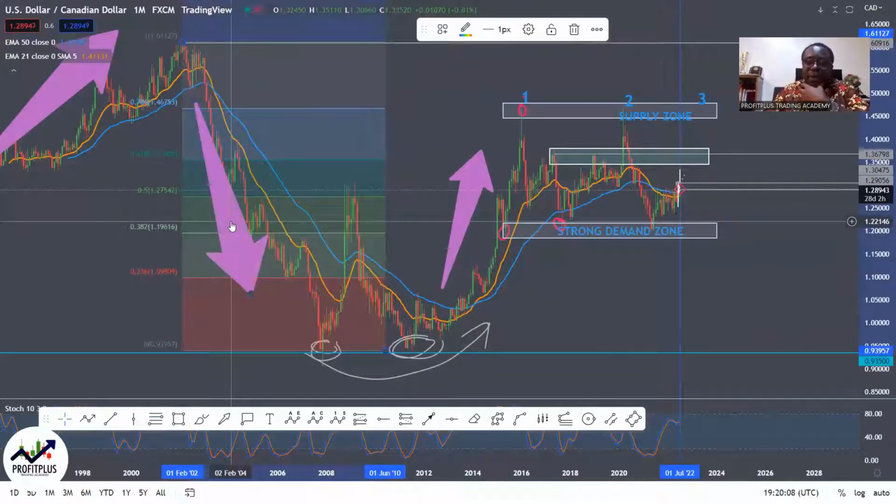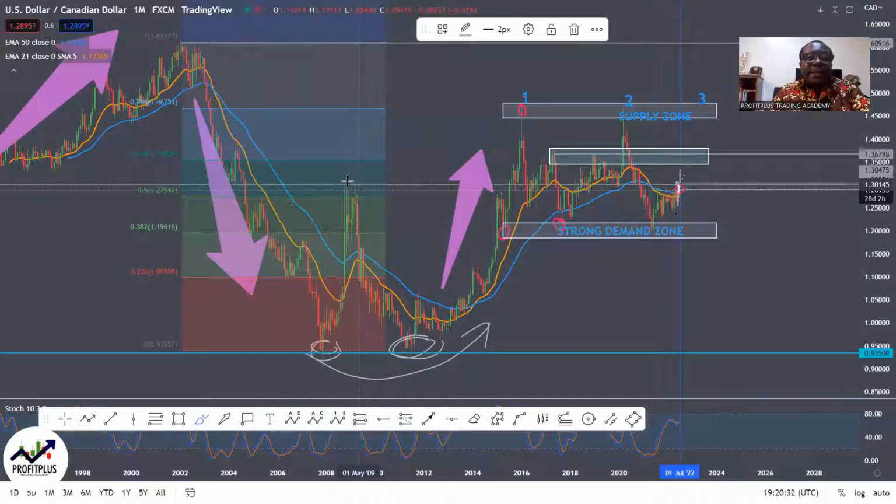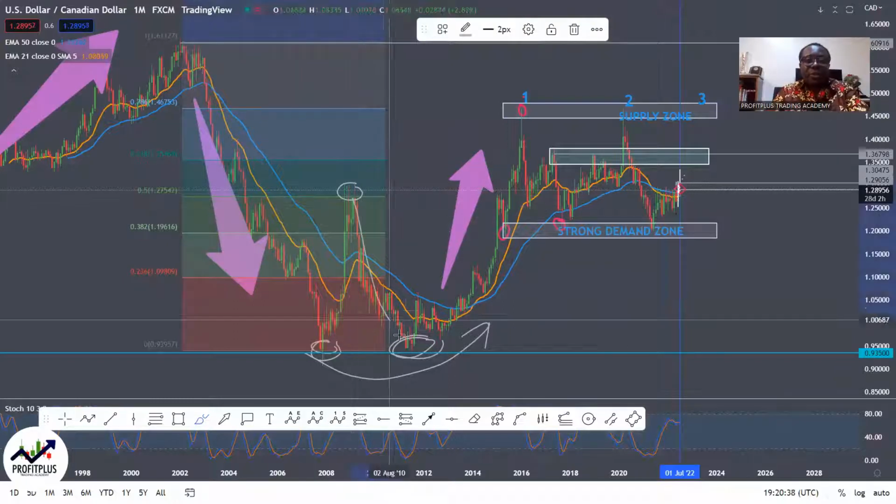Most turning points appear or happen around the 50 and 61.8 handle. So from here all the way to this place, you can see that between 50% and 61.8, that's around here, that gave this price a spring to push downwards to make this equal bottom. And now we're seeing another impulse from here to this level.